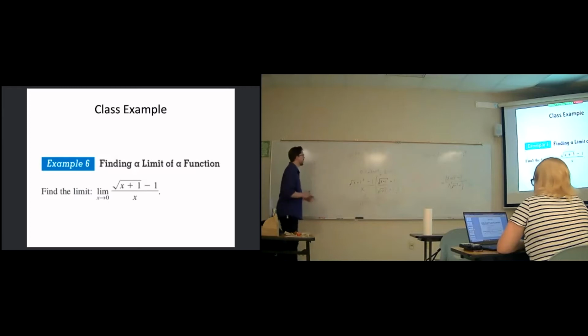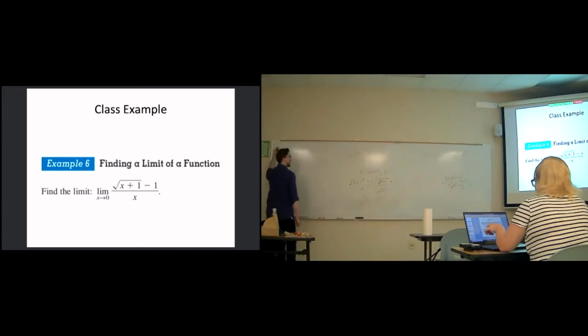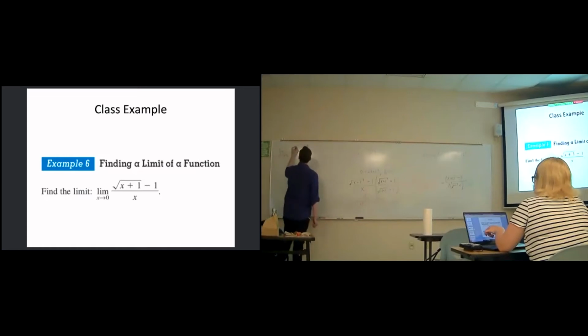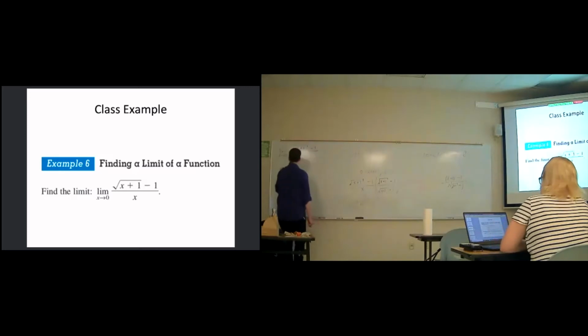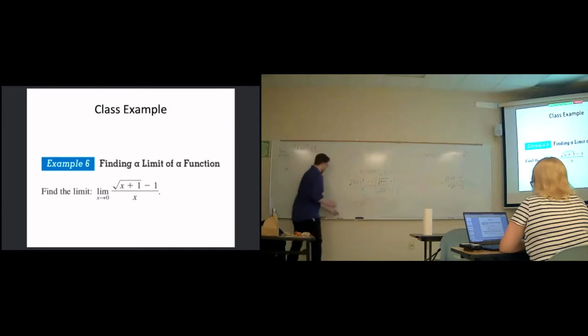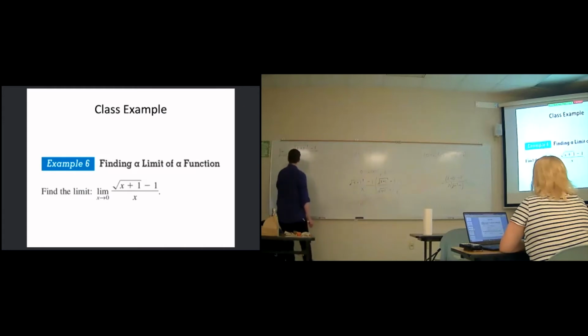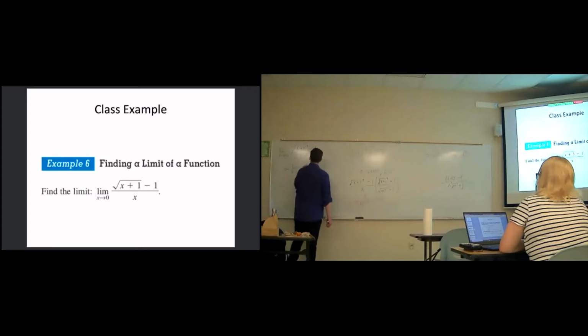So now, when we want to find the limit as x goes to 0 of the square root of x plus 1 minus 1, all divided by x, this is going to be equal to the limit as x goes to 0 of 1 over the square root of x plus 1 plus 1.